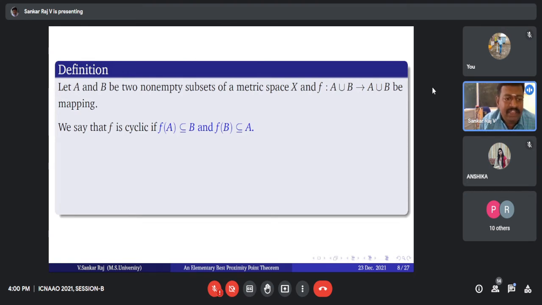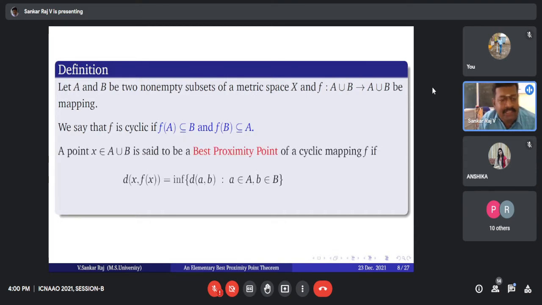So we say that F is cyclic if F of A is a subset of B and F of B is a subset of A. A point X belonging to A union B is said to be a best proximity point of a cyclic mapping F if the distance between X and F of X is equal to the infimum of all the distances. This is nothing but the distance between A and B.